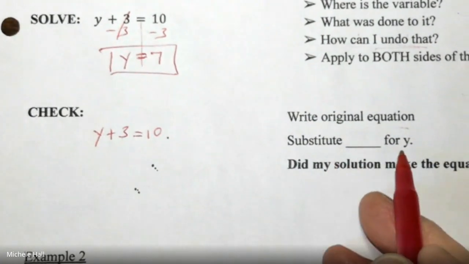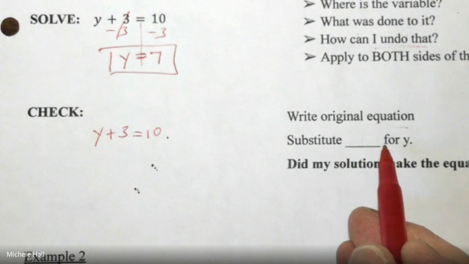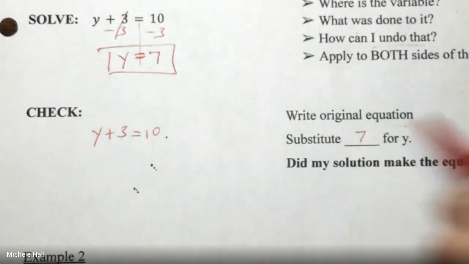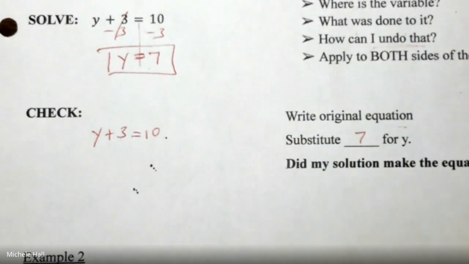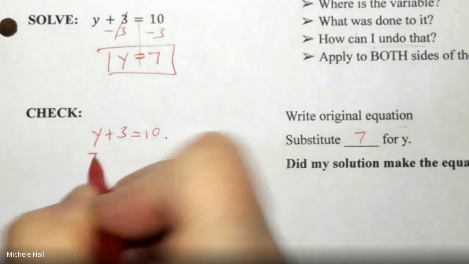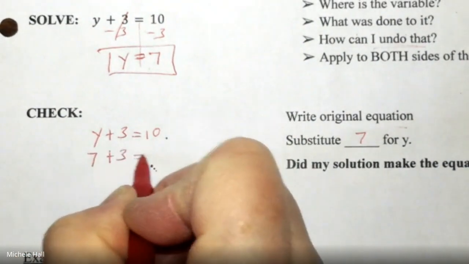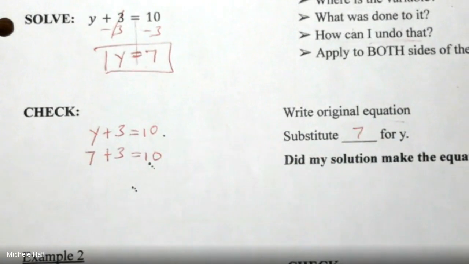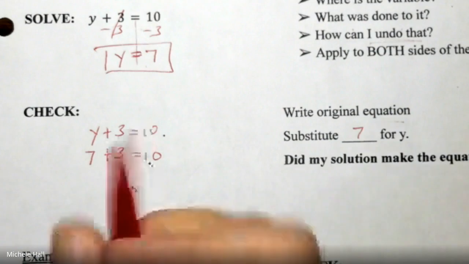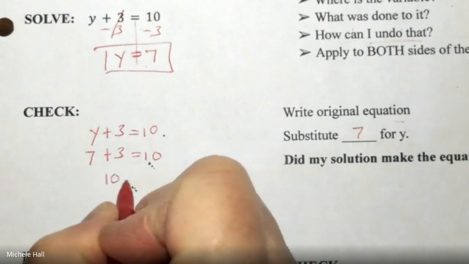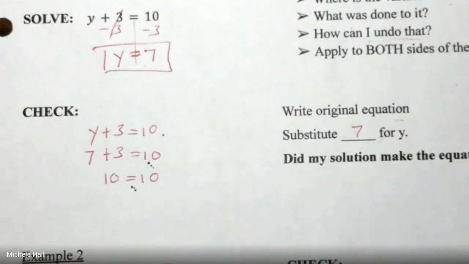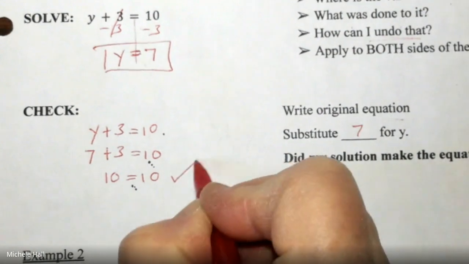Substitute blank for y. What am I going to substitute for y? We just found out it was 7, so I'm going to put 7 in for the y, substitute it in, and write down everything else that's there. Now I just have one side of the equation I need to finish simplifying. 7 plus 3 equals, okay, I get a statement that says 10 equals 10. Is that a true or false statement? It's true. 10 equals 10. What else is it going to equal? Right? So that's a check.